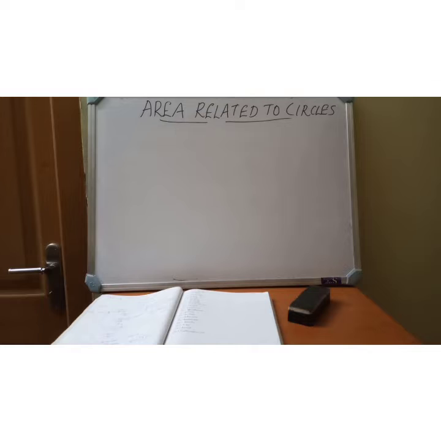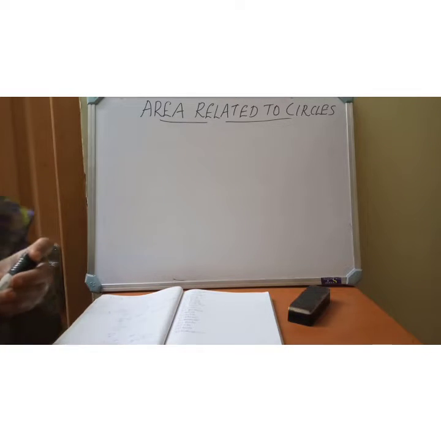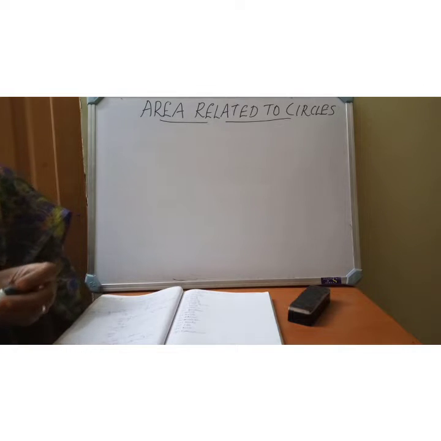Let us see exercise 12.1. First question, children. The radii of two circles are 19 centimeter and 9 centimeter respectively. Find the radius of the circle which has circumference equal to the sum of the circumference of the two circles.